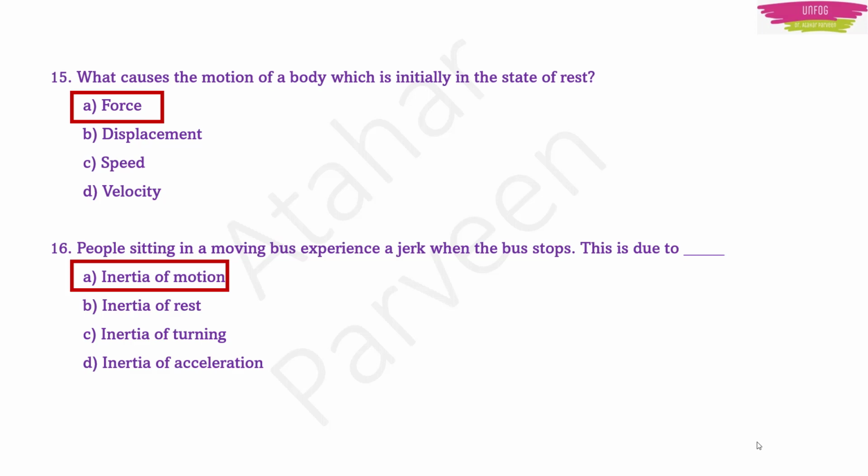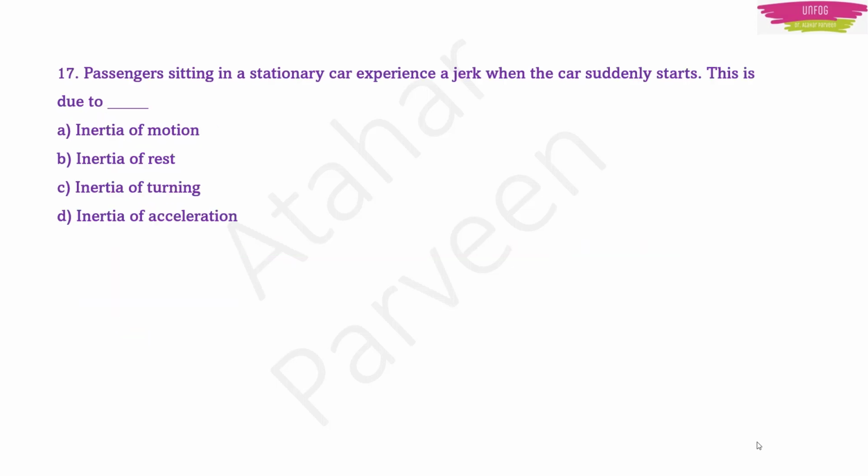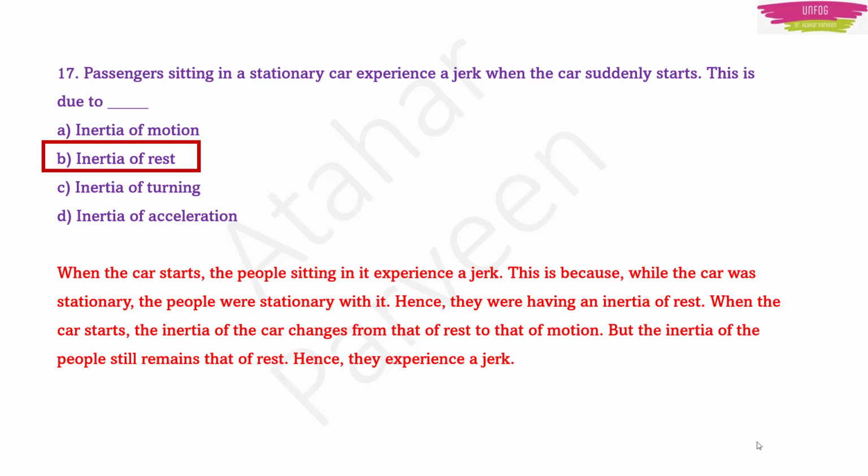If the bus is moving and stops, it was moving, right? That's why we say inertia of motion. Here the bus was stopped, meaning inertia of rest is there. But then it started moving. Correct? I hope you understood. To make you all understand inertia of motion and inertia of rest, I took these two examples. Okay. Next question.